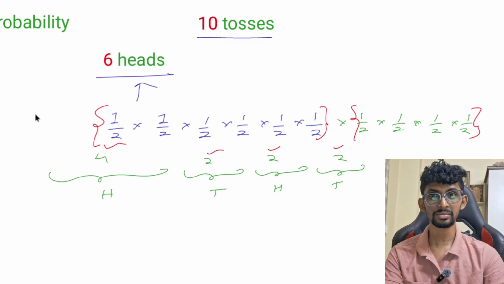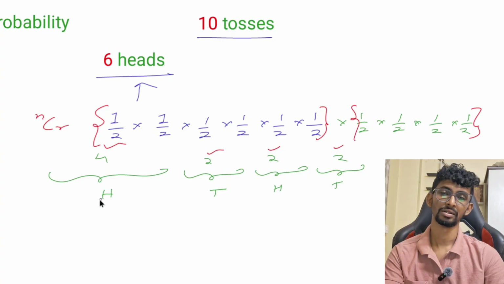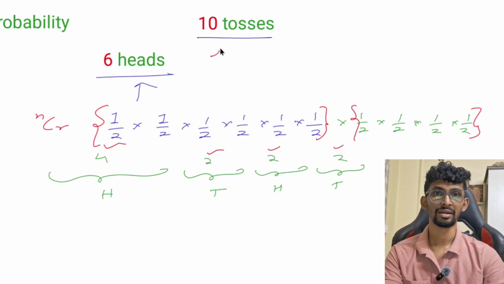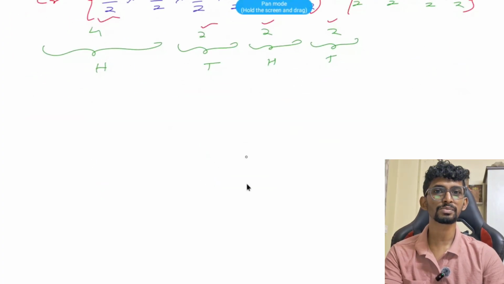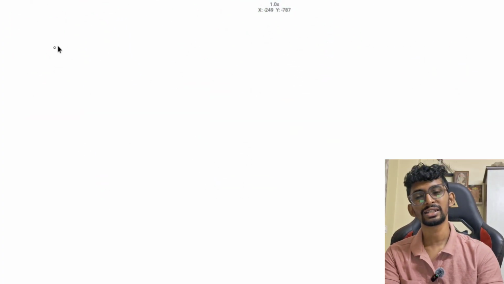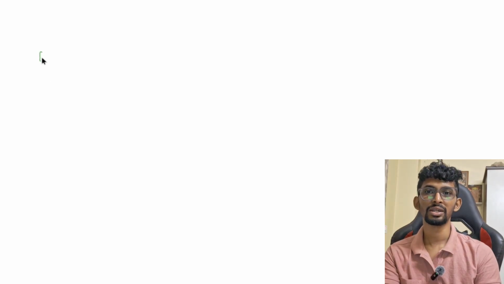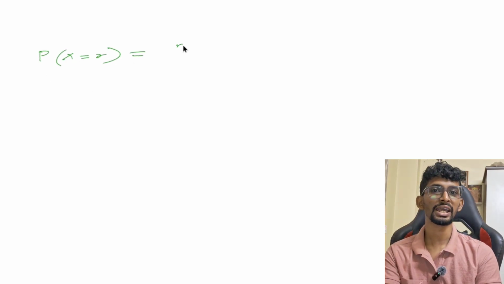That is nCr. So what is n? That is the number of trials, which is 10. Now what is r? The number of successes we want, that is 6. Let us come to details. The formula of this binomial distribution is nothing but P of X equals r equals nCr P raised to the power r, Q raised to the power n minus r.